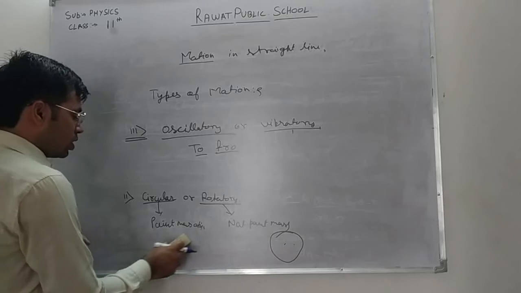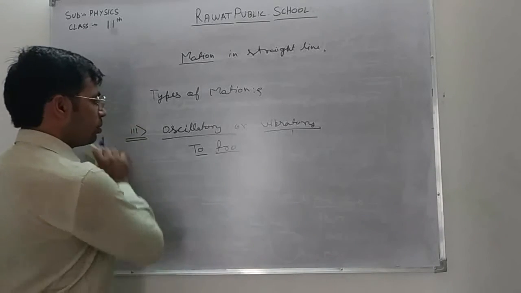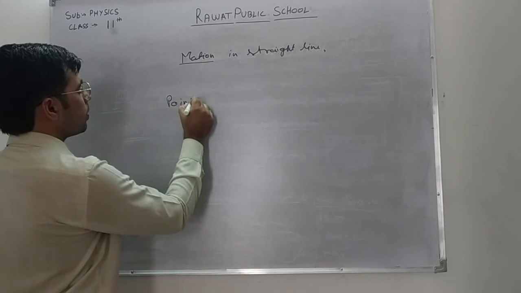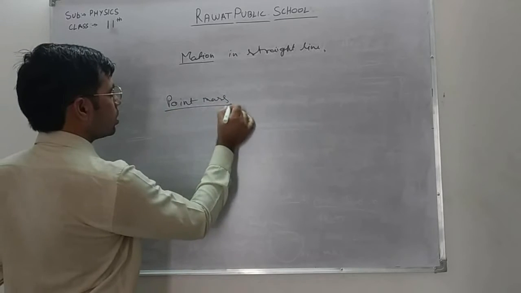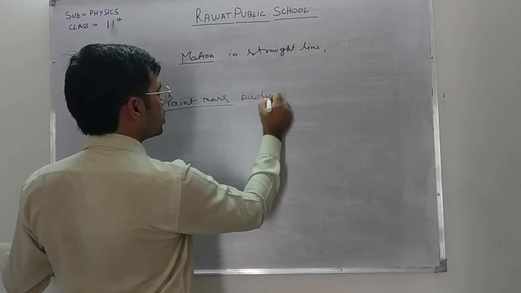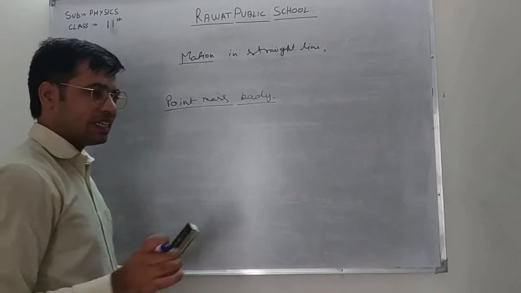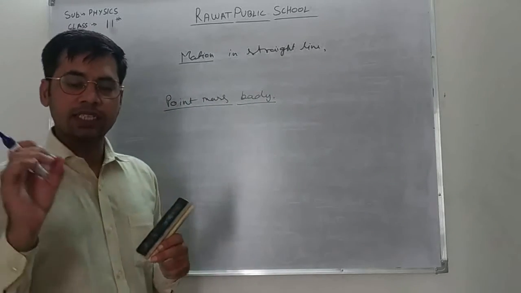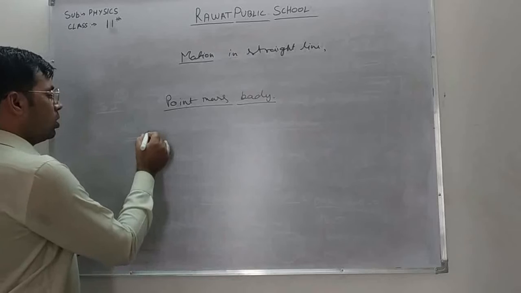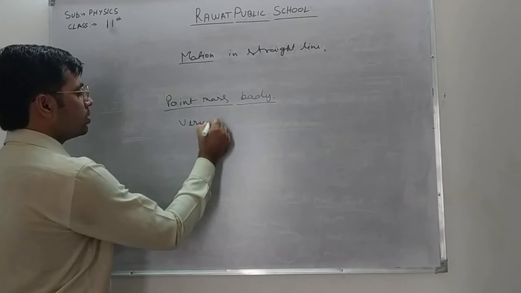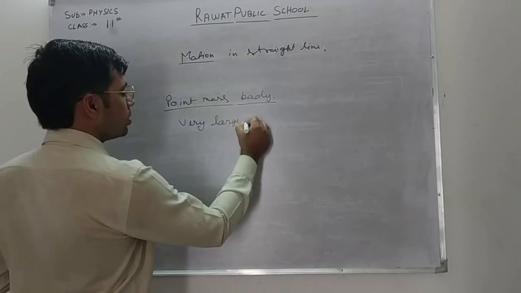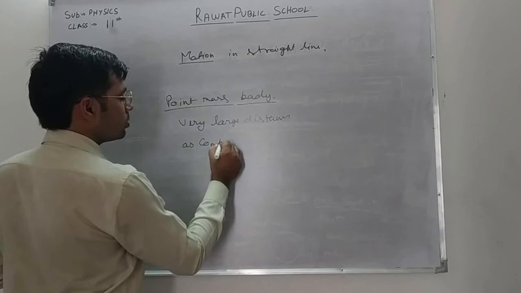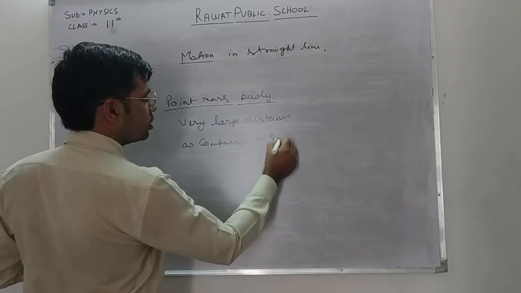Now we are seeing a point mass object, so let us understand what a point mass object is. Point mass body or object. An object is considered as a point mass object if it covers a very large distance as compared to the size of the object.